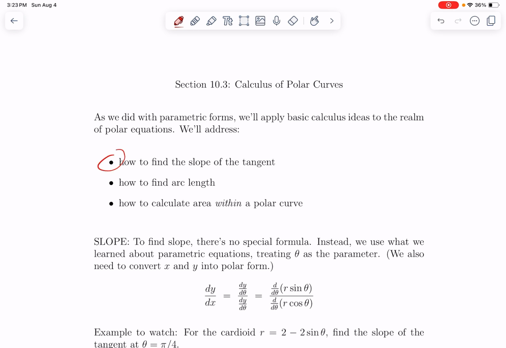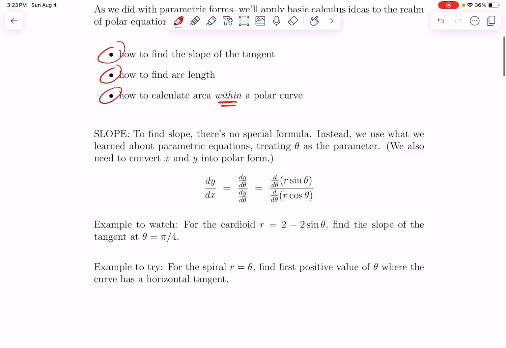like, what is the slope of a tangent? That gives us a sense of the direction in which a graph is changing. How long is a portion of the graph in terms of its arc length? And what is the area of something defined by a polar curve? And here I'll just note that we'll be thinking about this notion of within a curve rather than under a curve. Okay, so this first one is slope.